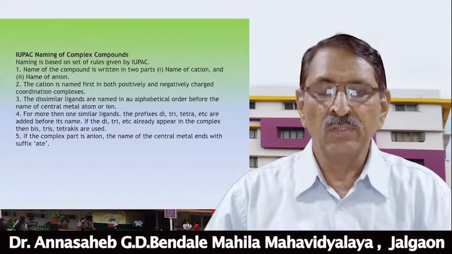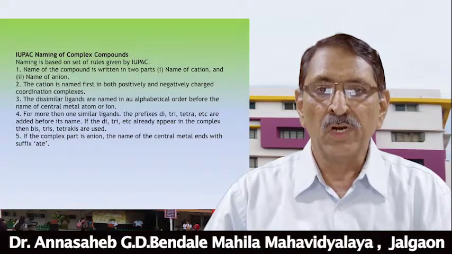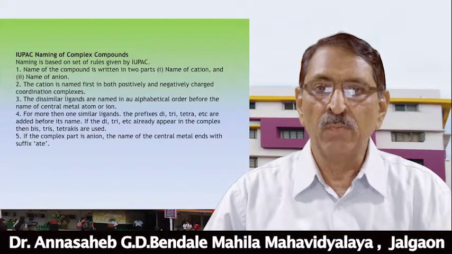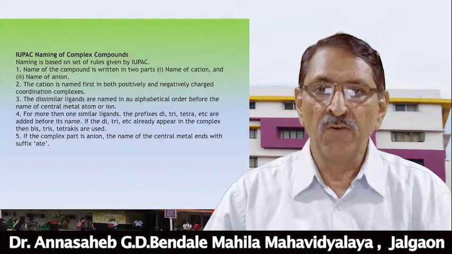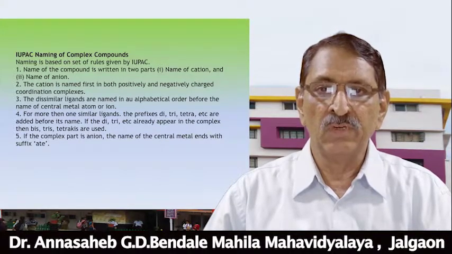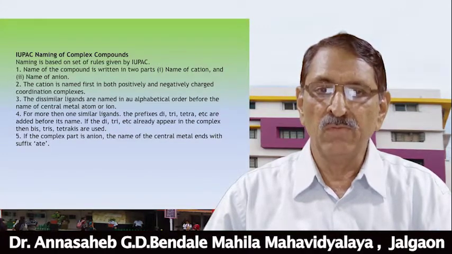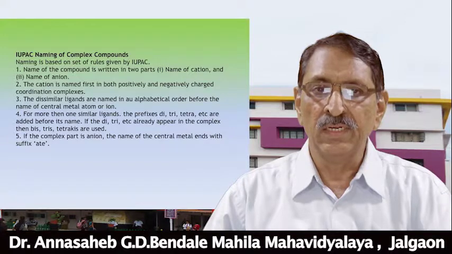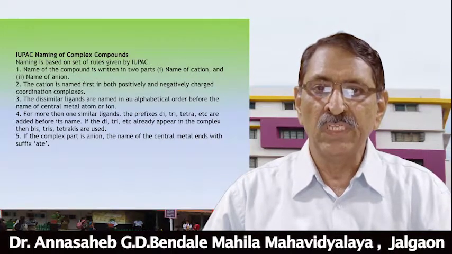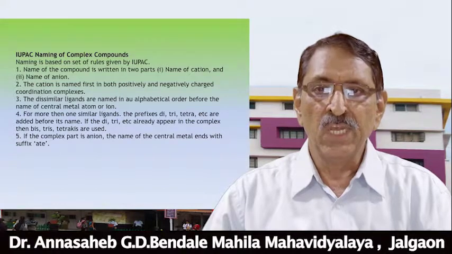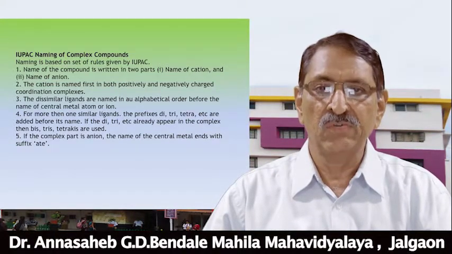We are discussing the IUPAC naming system of coordination or complex compounds. The naming is based on the set of rules given by the IUPAC system. So, now we have to discuss the rules given by the IUPAC system one by one. Now, the first rule is that the name of the compound is written in two parts. The first part is the name of the cation, while the second one is the name of the anion.